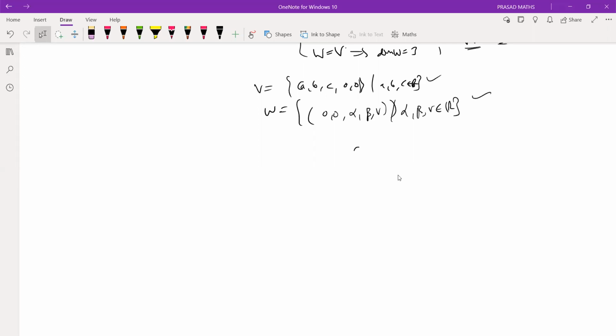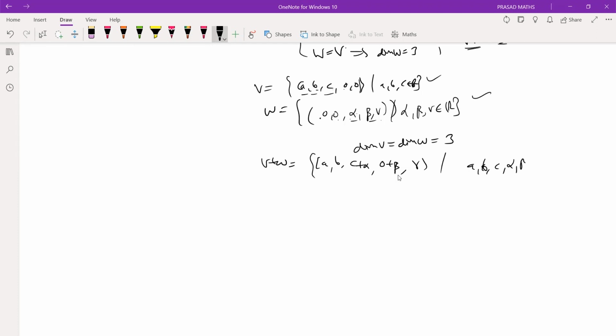They are subspaces with dimension 3, because the free variables are 1 to 3. So the dimension is 3, and the hypothesis is satisfied. Now look at V plus W. What is V plus W? It is (a plus 0, b plus 0, c plus alpha, 0 plus beta, 0 plus gamma) such that a, b, c, alpha, beta, gamma belong to R.